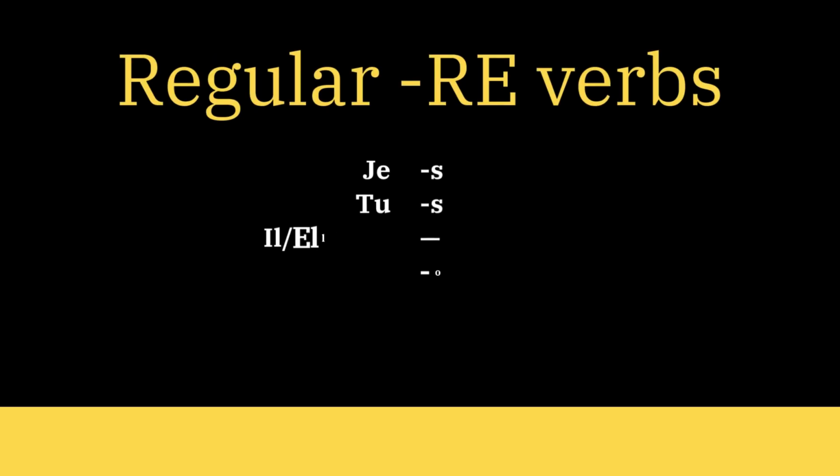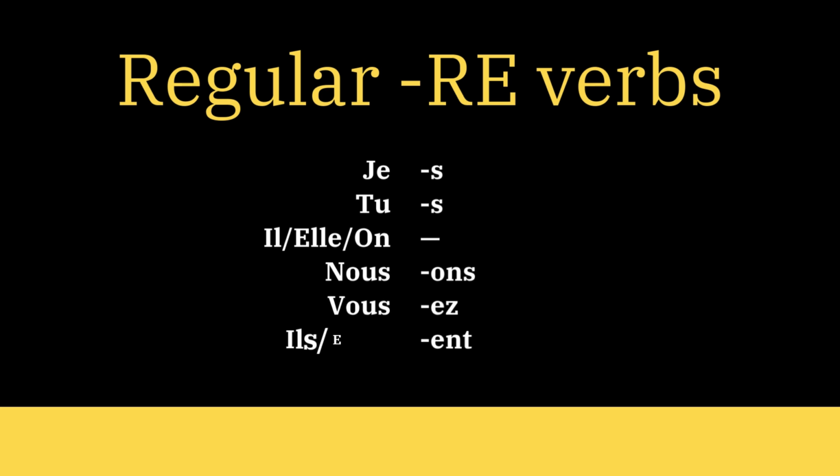Let's tackle the last type, RE verbs. Get the root of the verb and then add on these endings. Je, S, tu, S, il, elle, on, there is no ending, nous, ONS, vous, EZ, ils, elles, plural, ENT.